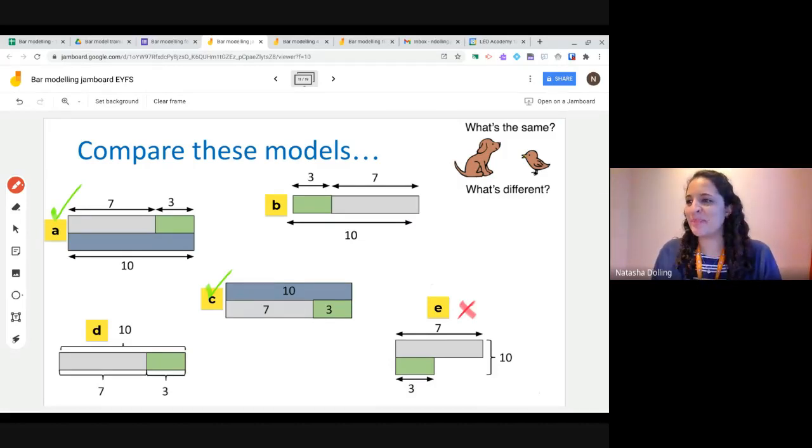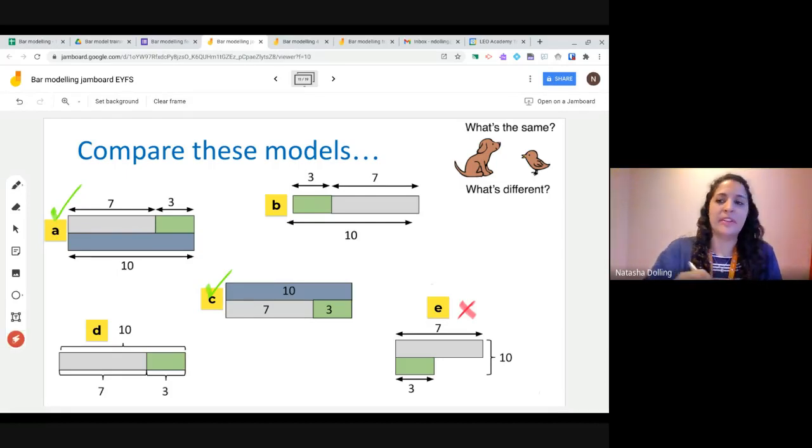E is not popular. I don't like E because having the numbers horizontal and vertical looks like it's showing too much information instead of the same amount. Thank you for that, guys. So it's worth noting that none of these bar models are wrong. None of them are incorrect. It doesn't matter, for example, if the whole is on top or the whole is on the bottom.